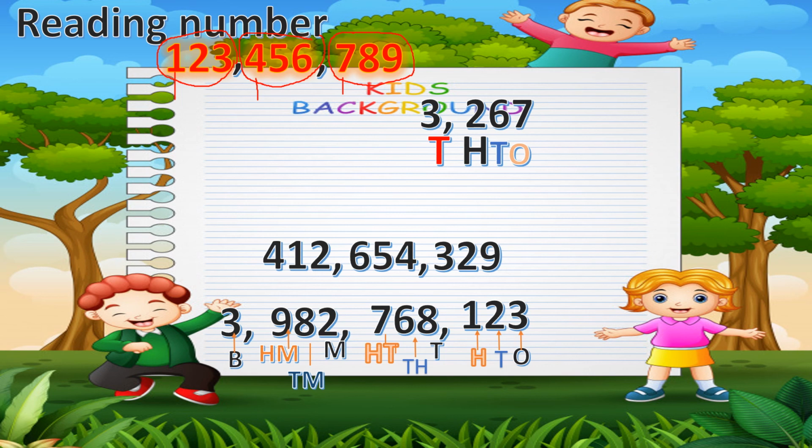Okay, now we have another example. 2, 3, 4. If I didn't know the place values, I would read it like it is. But we already know the place values. So 2 is in the hundreds place, 3 is in the tens place, and 4 is in the ones place. So we're going to read it like it is. 234. That's easy, right?